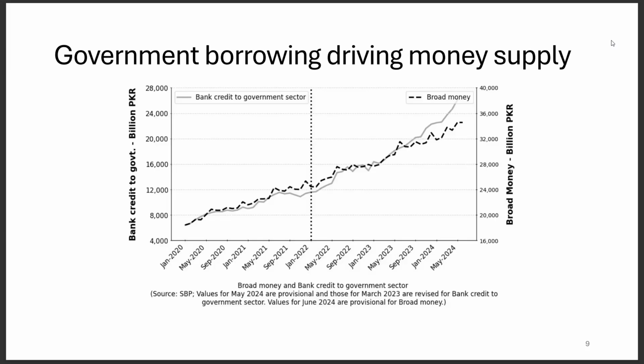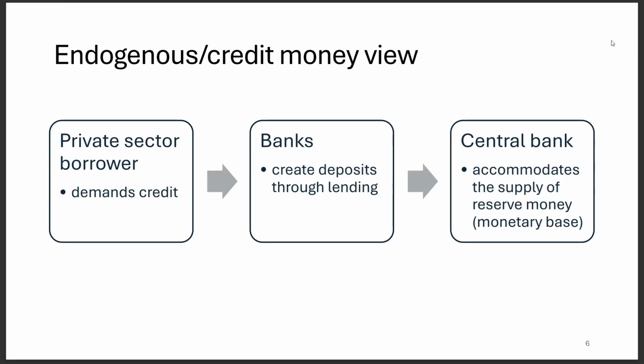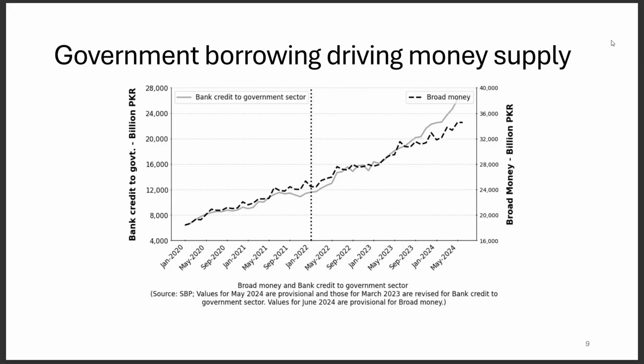Now, remember, in this story it's the private sector borrower which demands credit, and that drives the money supply within the banking sector. What we're seeing in Pakistan is that the private sector borrower has been replaced by the government as the main source of credit demand. This is essentially a post-COVID, post-pandemic analysis. So what we're seeing is the broad money supply being pulled upwards by the government's credit demand within the banking sector.